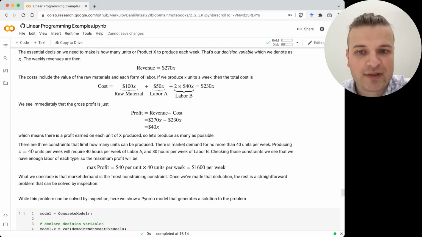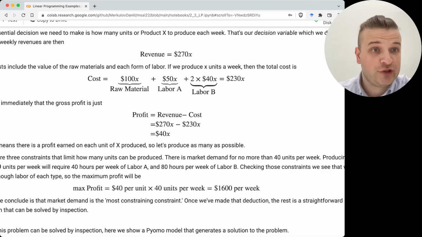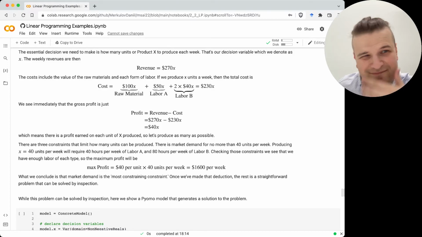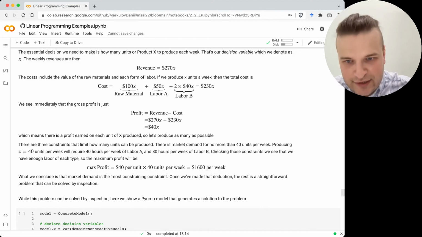That's why our profit is $40 per one production unit. And our goal is to maximize this, and it seems pretty obvious that if our production is profitable, we have to produce as many things as we can. And that's the right answer here.